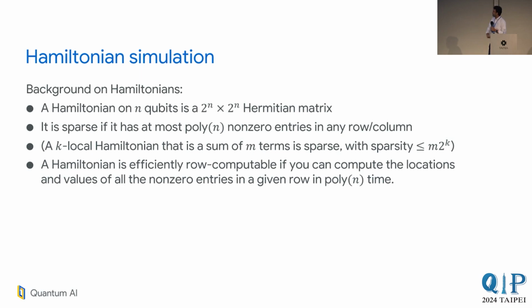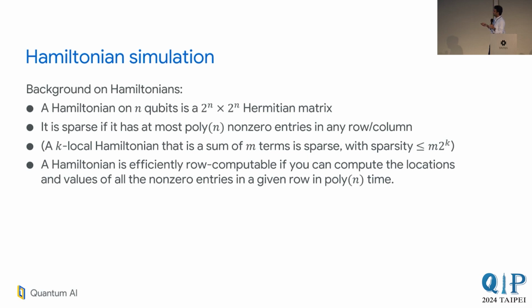So this is all you need to know about Hamiltonians for this talk. A Hamiltonian on n qubits is a 2^n by 2^n Hermitian matrix. That's it. That's what a Hamiltonian is. And now I want to talk about two properties a Hamiltonian might have. It might be sparse. And what I mean by sparse is, although it's a 2^n by 2^n matrix, it only has polynomially many non-zero entries in any row or column. That's what I call a sparse matrix.